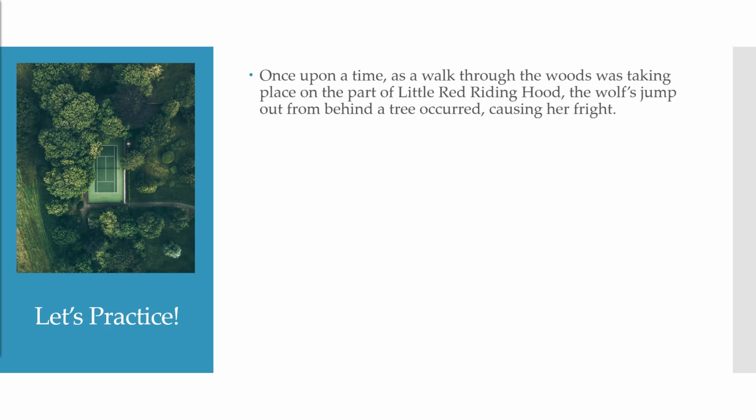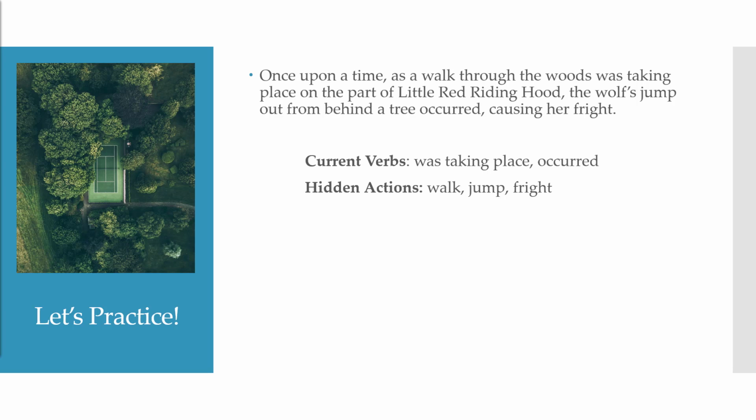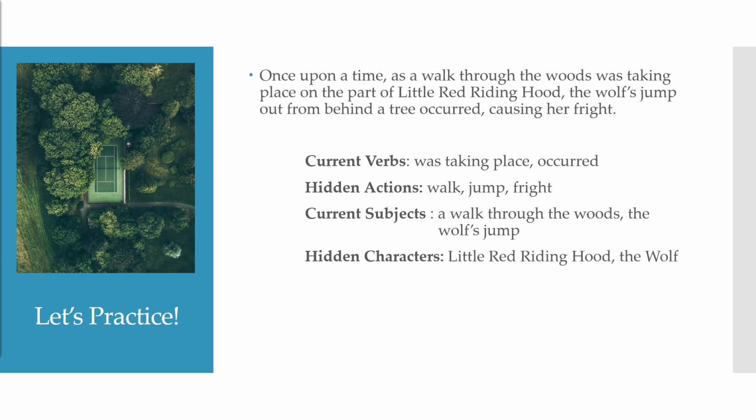Let's practice the 4 steps with the following example. Once upon a time, as a walk through the woods was taking place on the part of Little Red Riding Hood, the wolf's jump out from behind a tree occurred, causing her fright. The current verbs are was taking place and occurred, while the hidden actions are walk, jump, and fright. The current subjects are a walk through the woods and the wolf's jump, while the hidden characters are Little Red Riding Hood and the wolf.